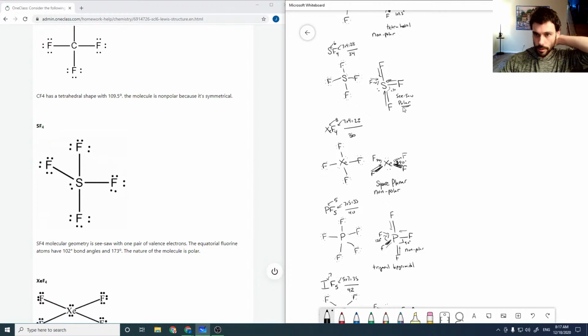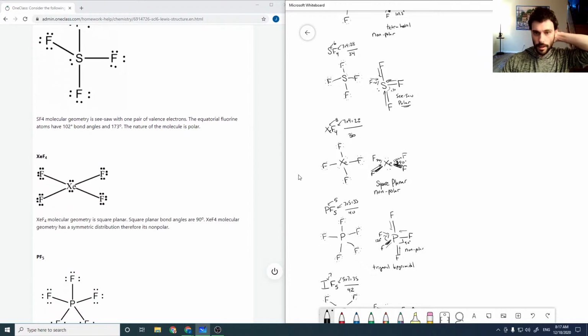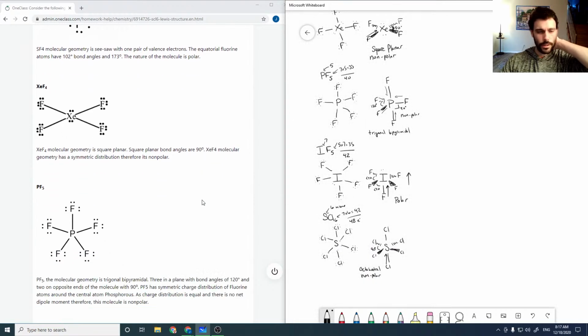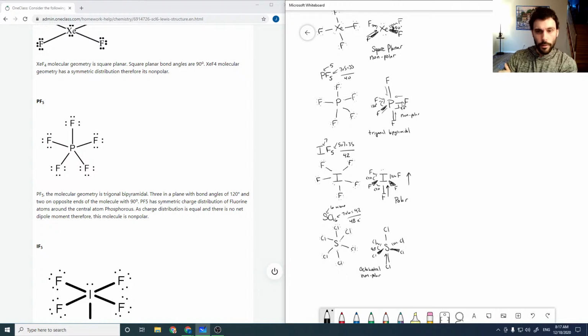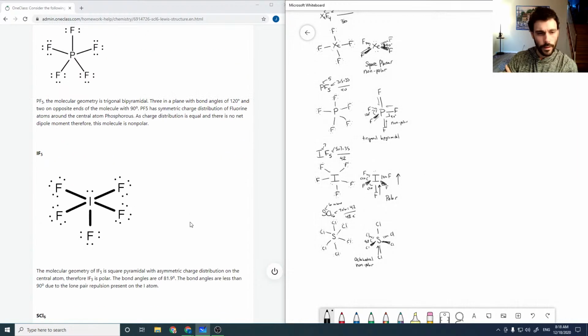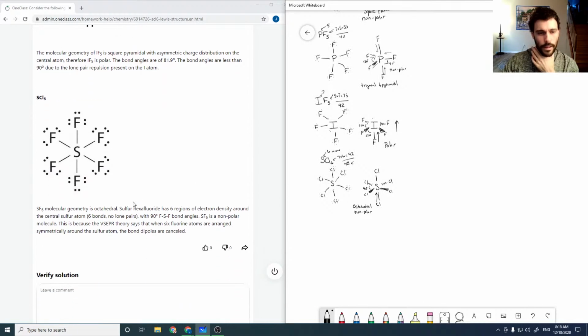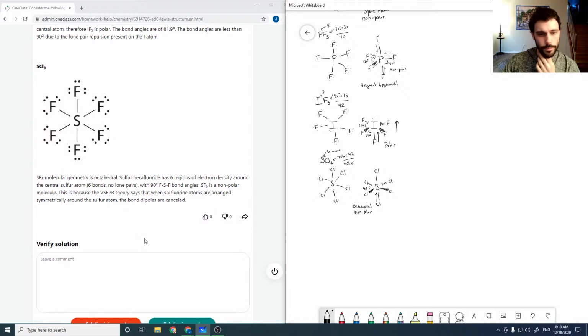SF4 will be a seesaw shape, and it will be polar, and the angles will deviate from ideal conditions due to the lone pair. XeF4 is square planar. All the angles are 90 degrees, and it will be non-polar because of the symmetry. PF5 will be trigonal bipyramidal with angles of 90 degrees here and 120 degrees on the equatorial, and it will be non-polar. IF5 is square pyramidal, and it will be polar, and bond angles will be less than 90. And SF6, all the angles will be 90. It's an octahedral structure, and it will be non-polar. So that looks good.